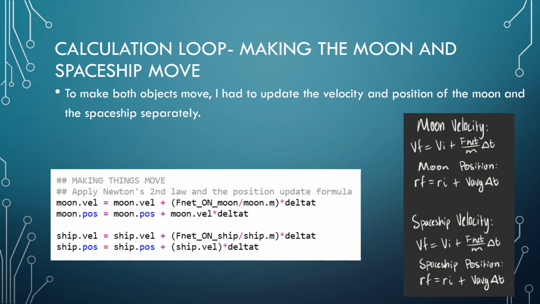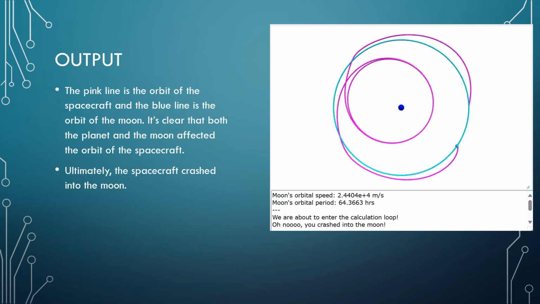Okay, so now to make the move, we have to update the velocity and position of the moon and spaceship each time it passes through the calculation loop. So the formulas on the right show what I did for that. Okay, I have to hurry. This is the output of the code. You can see the pink is the spaceship and the blue is the moon.